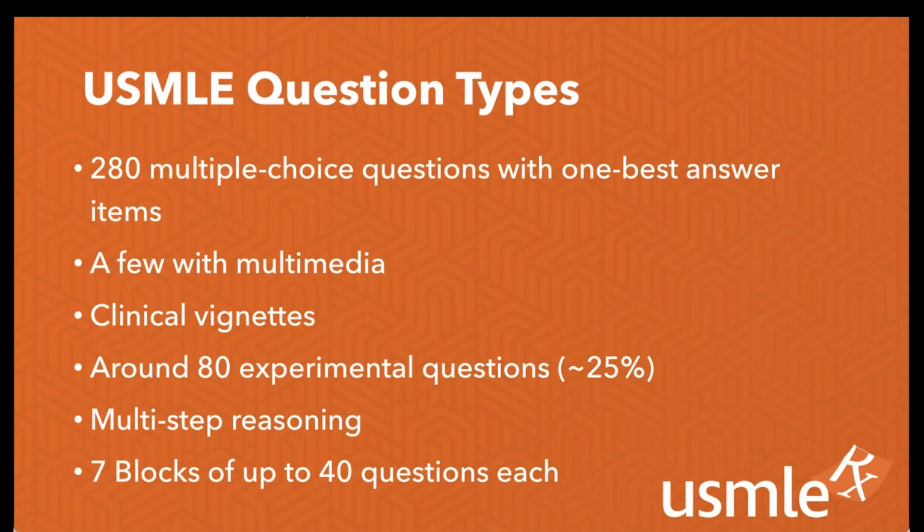There's around 80 experimental questions. Again, they are random. You're not going to know which ones are experimental and which ones are part of the exam. This helps the test writers determine the validity of the test and how they can use it for future exams. Those don't count towards your score, but there's no point in trying to guess whether a question is experimental or not. Just answer every question like it's going to count. But there is this 25% of questions that do not count towards your score.